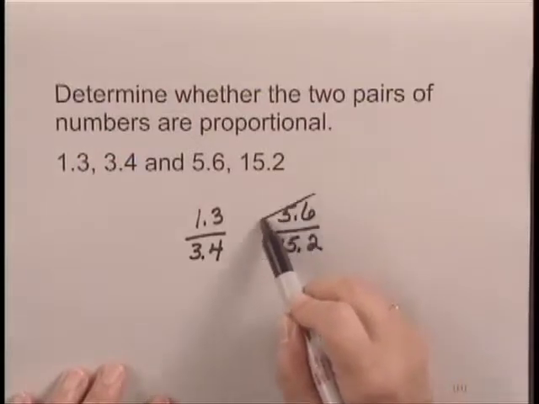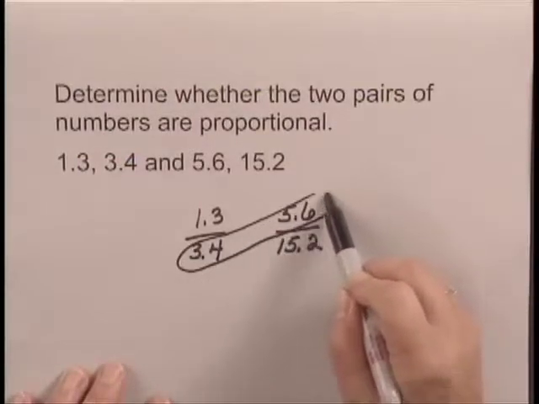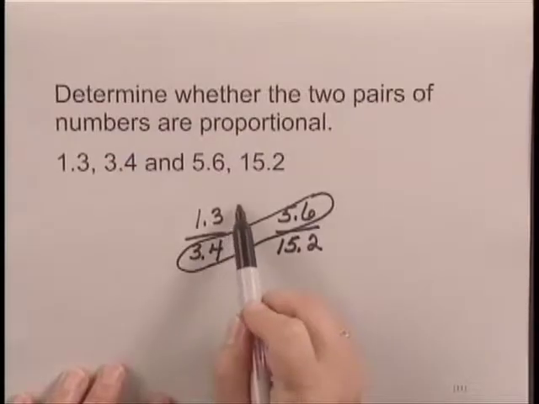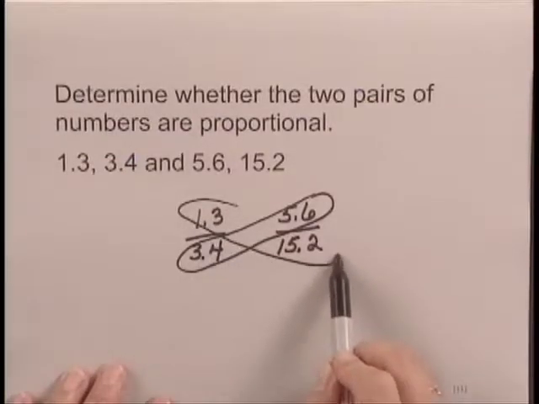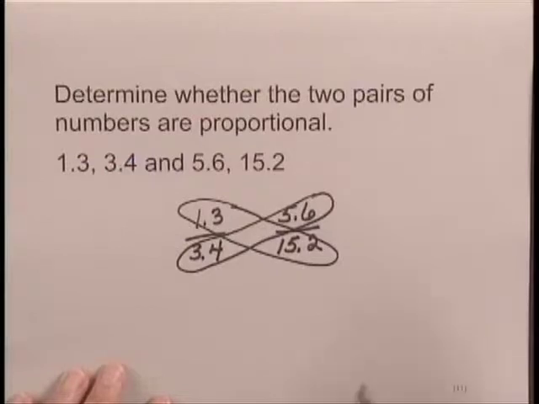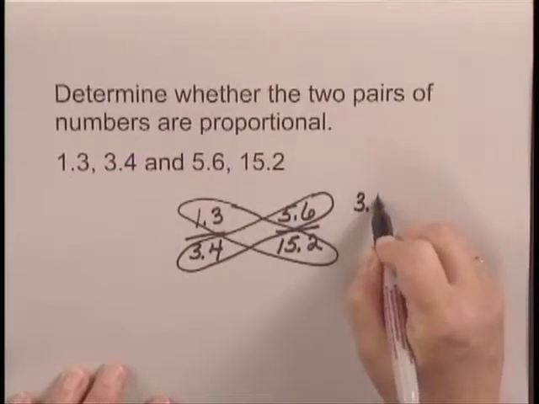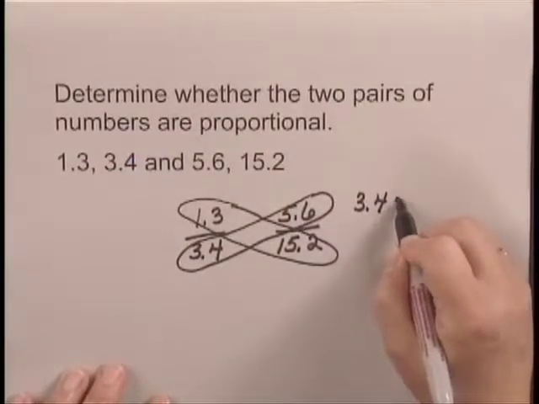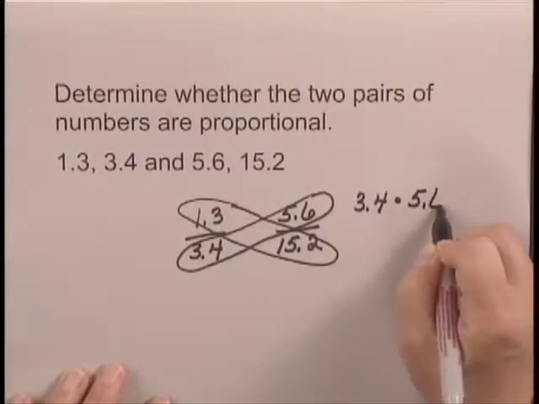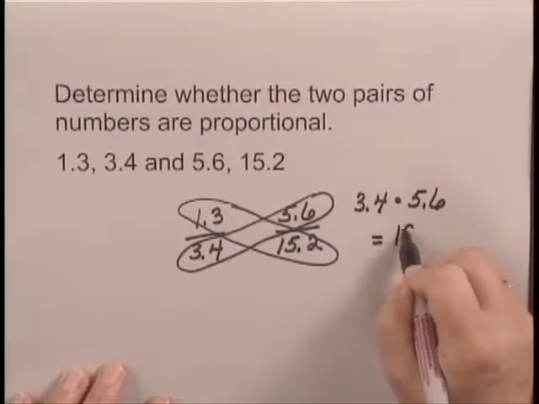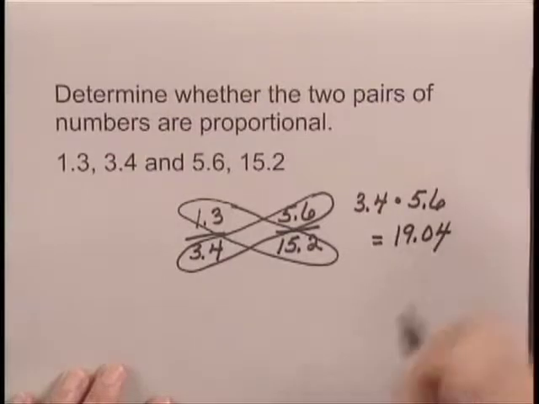We will calculate the product 3.4 times 5.6 and the product 1.3 times 15.2. 3.4 times 5.6 equals 19.04 if you perform that multiplication.